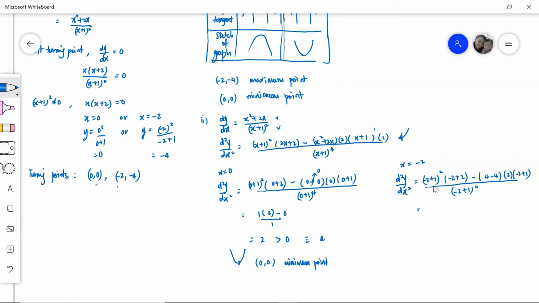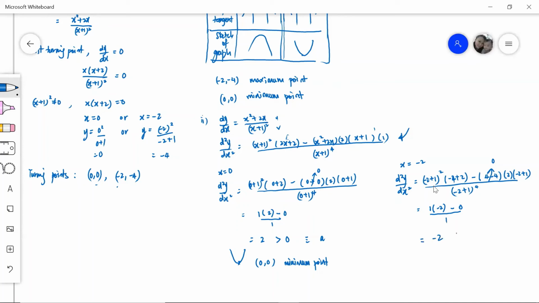Okay, so over here, 2 times -2 is -4. So over here we have -2 plus 1, -1 squared, that is 1. And then -4 plus 2, we got -2. And then -4 minus 4 is 0. 0 multiplied by anything is still 0. Over (-1) raised to the power of 4, we got +1. So we got -2 as our answer.